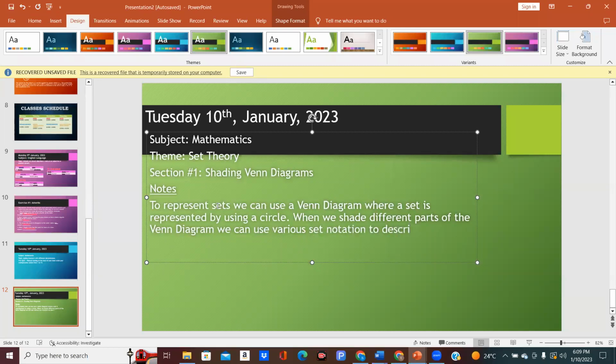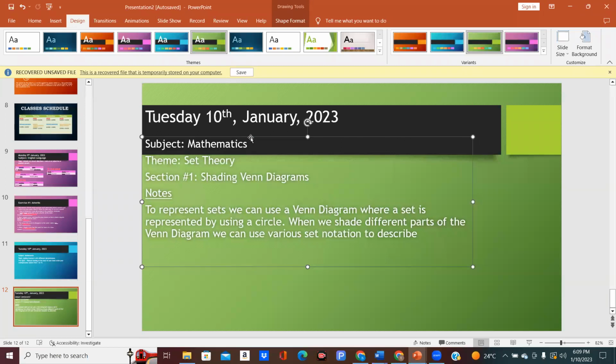What are you teaching today? I already said that. We're doing set theory, shading and Venn diagrams is our first section. And then after that, it's going to be health science and general science, okay? Oh, and I gave you all the schedule yesterday. I did.